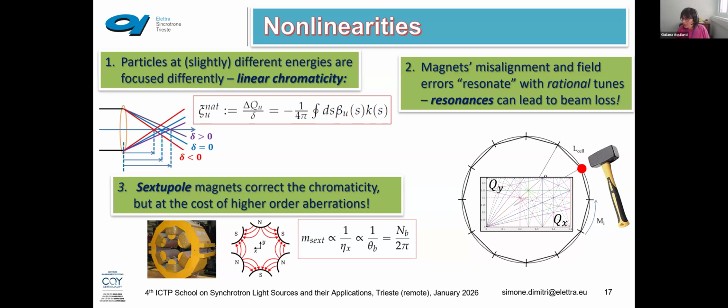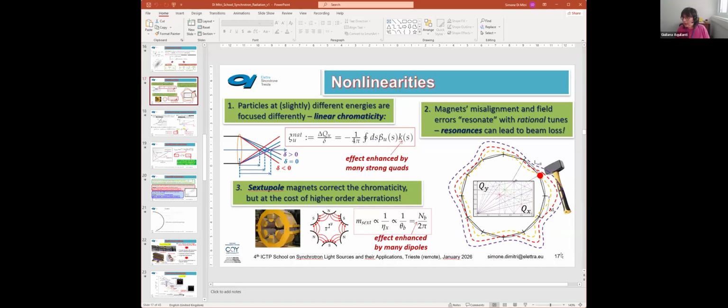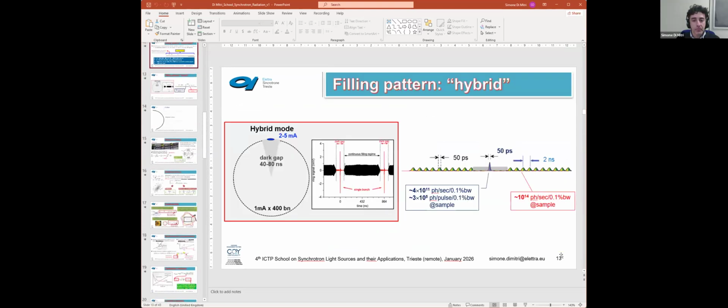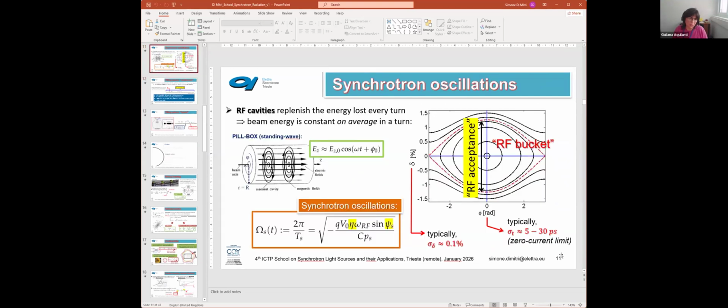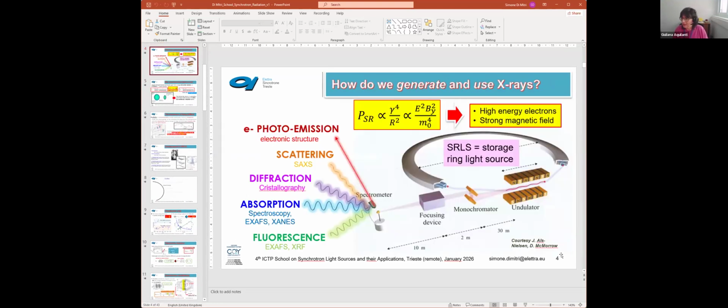There is another one. Yeah, there is one question on the electrons in the storage ring. What is the effect of time on the electrons in the storage ring? I mean, why do we store electrons in the storage ring? This is, let's say, a basic one.